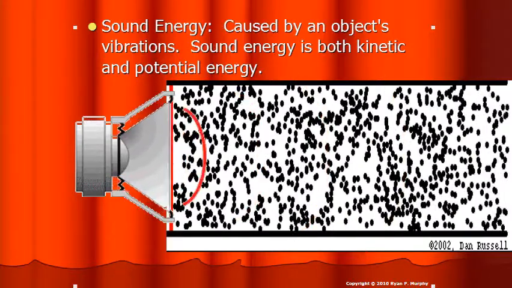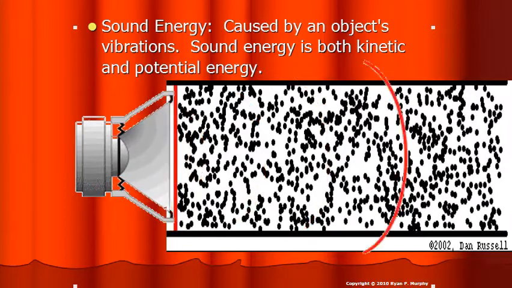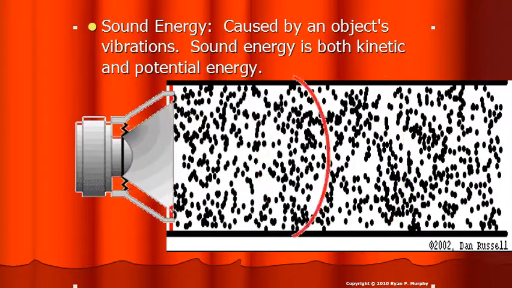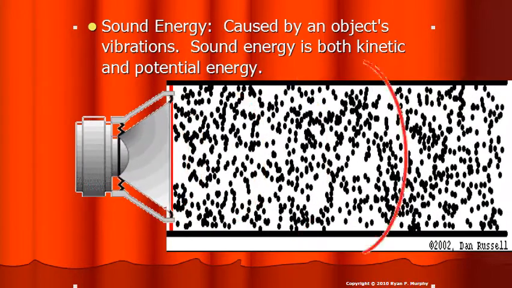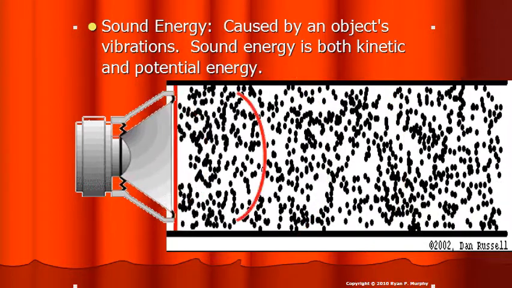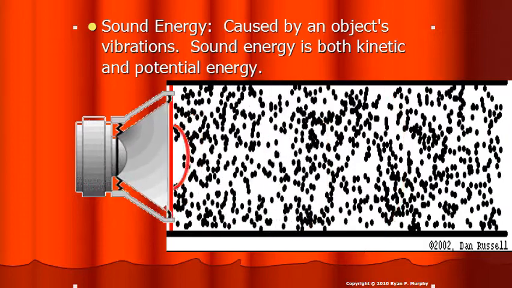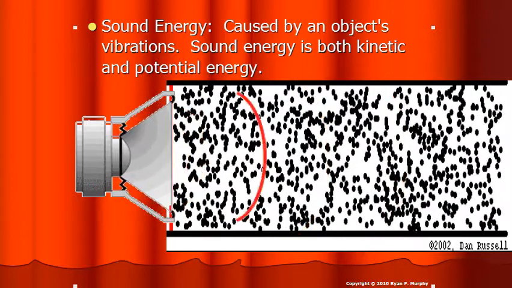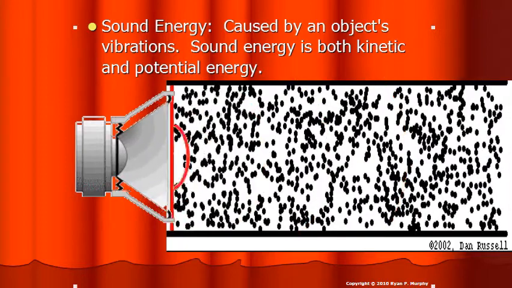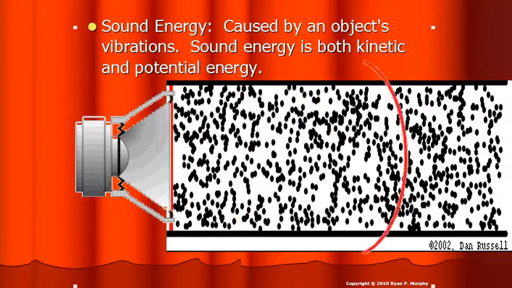Okay, so sound energy is caused by an object's vibrations, and sound energy is both kinetic and potential energy together. But really, what I want you to think of when you look at this is what's going on with all these little dots here. We have a speaker on the left-hand side here, and if we could see the air molecules, which we can't really see because they're too tiny, plus they're invisible, but if we could see the air around us, this is what it would look like.